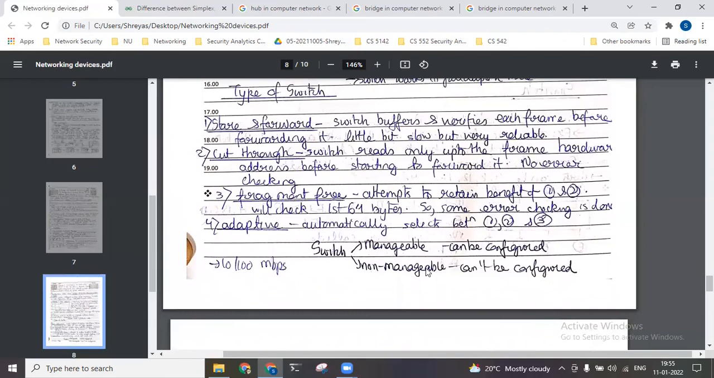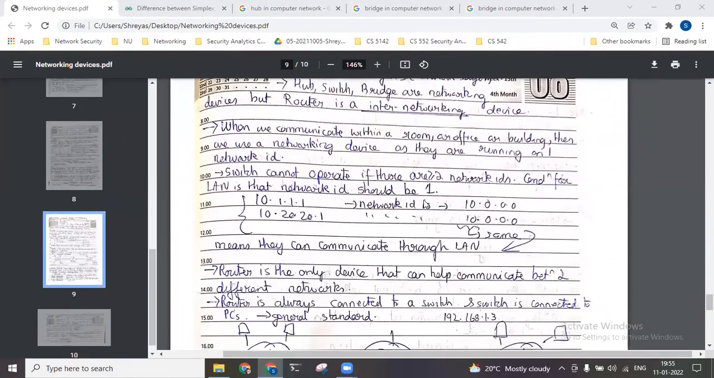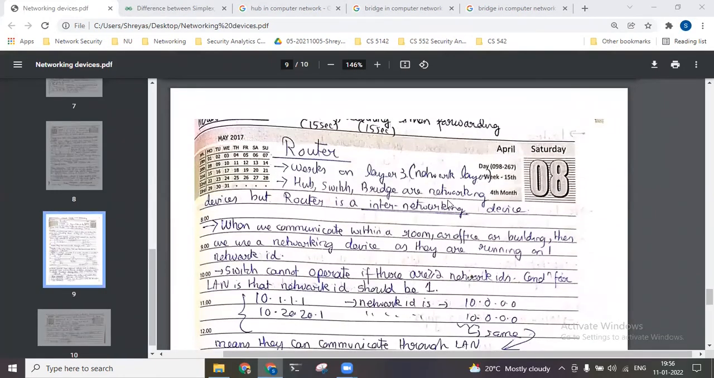Okay. Then comes the router. So we saw till now the hub, switch, and bridge, which are basically networking devices. A router is not a networking device; it is an inter-networking device. That is, it is used to communicate between 2 different networks. Suppose I take the example of a switch: hub then grew into a bridge, then bridge grew into a switch. That is what we can tell for some easy understanding. So the thing to remember is that the network was the same, and within the same network only we are communicating.